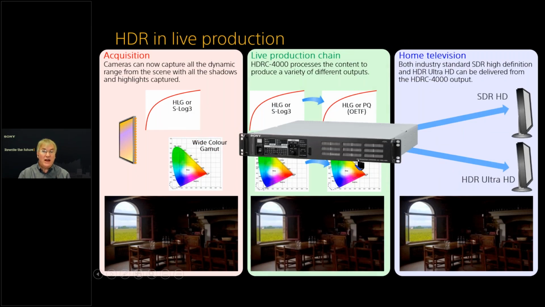For live production, we have something called the HDR 4000. Now this box can take the output from a camera, maybe set up as S-Log3 or HLG with a wide color gamut, put that through this box, and then in this box, we can have a number of outputs, maybe satisfying high definition outputs with standard dynamic range, or Ultra HD outputs with high dynamic range. And we can produce both of these outputs at the same time from this box, a really useful thing to do in live production systems.